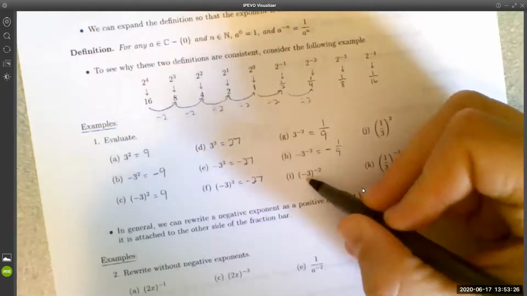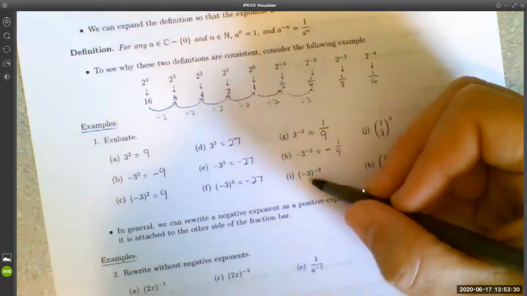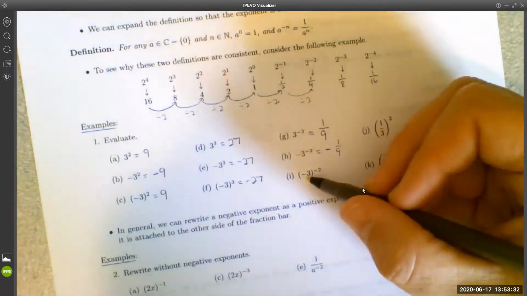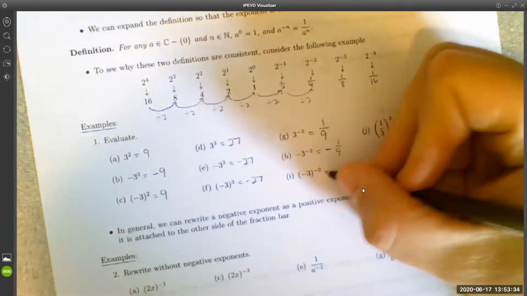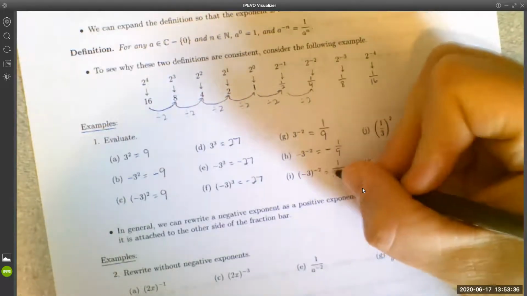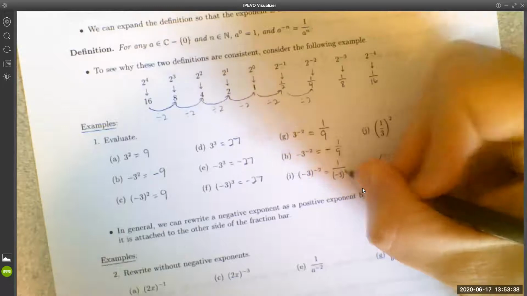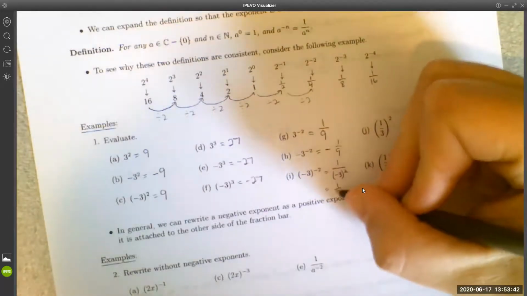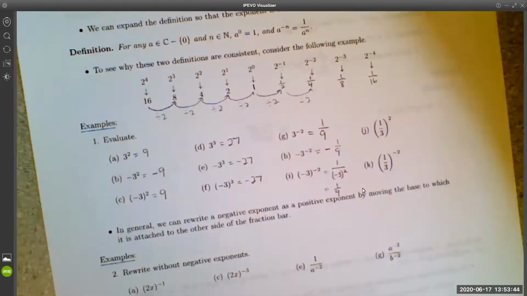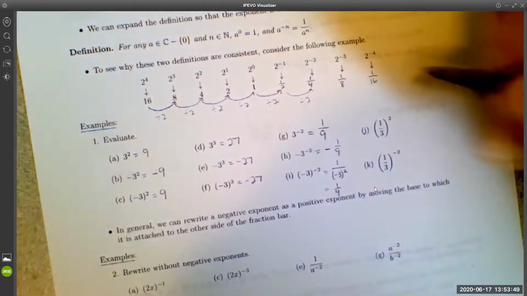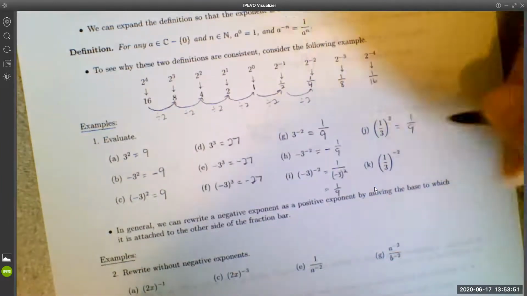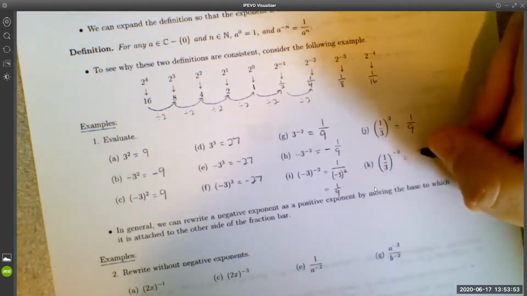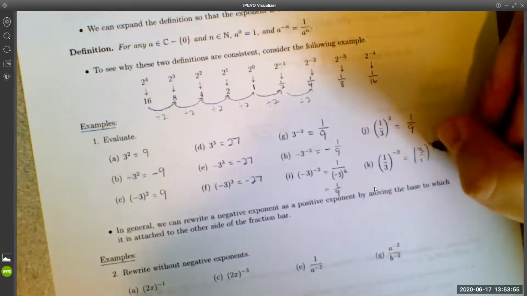(-3) to the -2, now we are raising the negative sign to the -2 power. So this is going to be 1 over (-3) to the +2. Maybe I'll write out an intermediate step on this one, right? It's 1 over (-3) to the +2. That's going to be +1/9. Okay. 1/3 squared is 1/9. 1/3 to the -2 is 3 over 1 to the +2. That's 9.